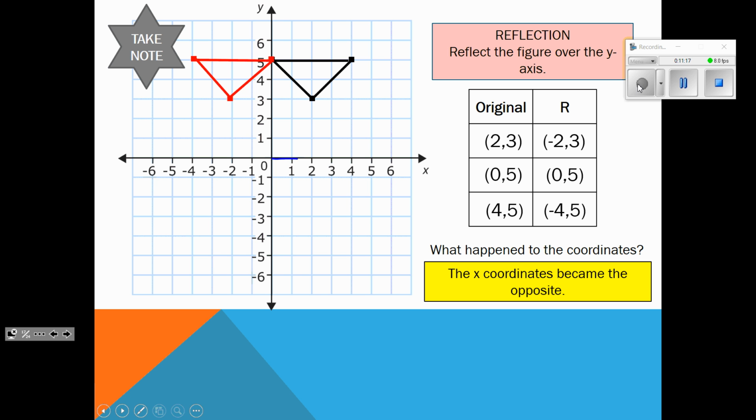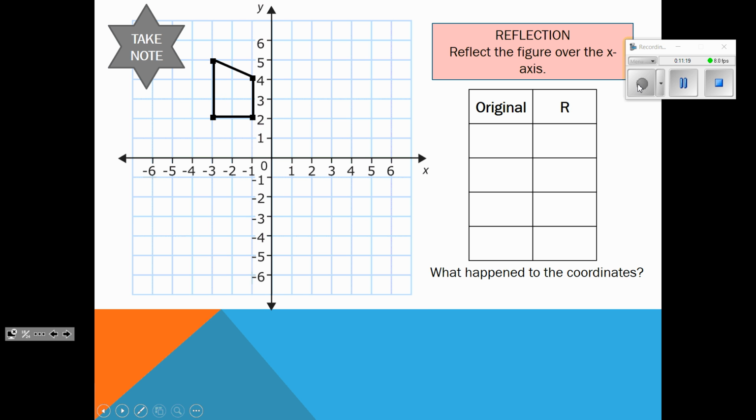Now, what happens when you are reflecting over the x-axis? So this time it says x-axis. So we're reflecting over this. That means we're flipping it this way over the x-axis. So let's see what happens. Our first ordered pair that we're going to look at is negative 1, 2, this one right here. So from the x-axis, it was 2 up. So to reflect it, we're going to go 2 down, and it's going to be right there.